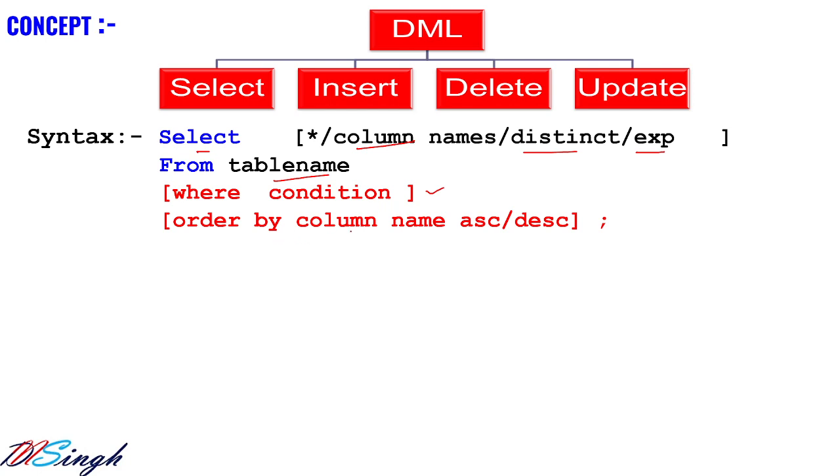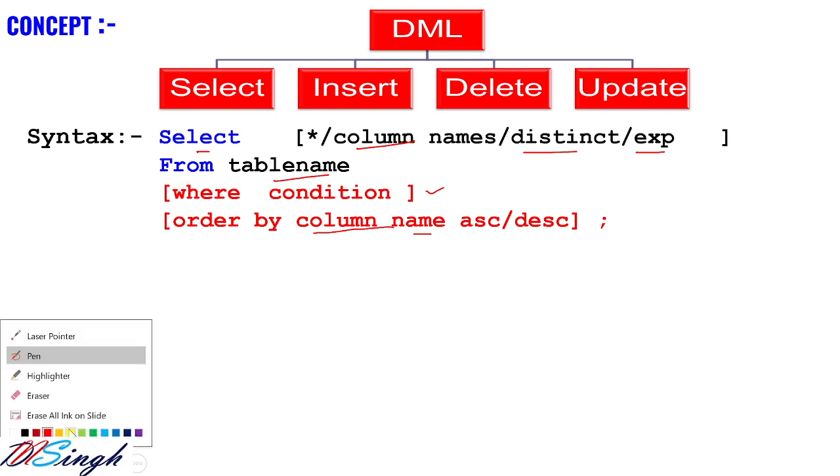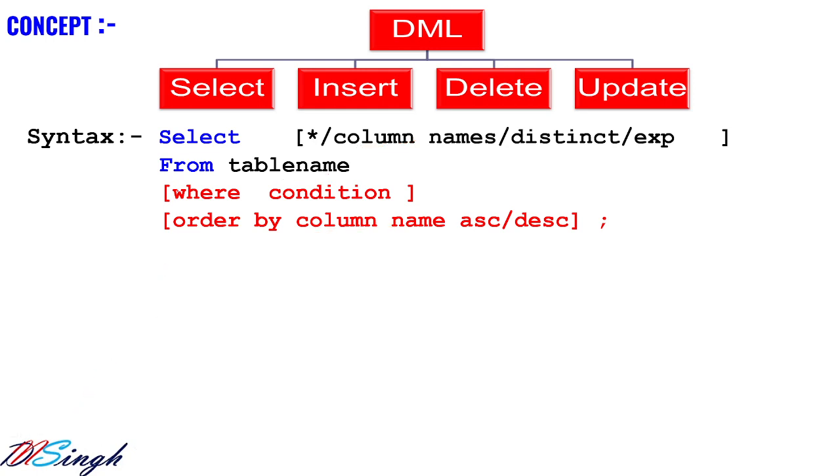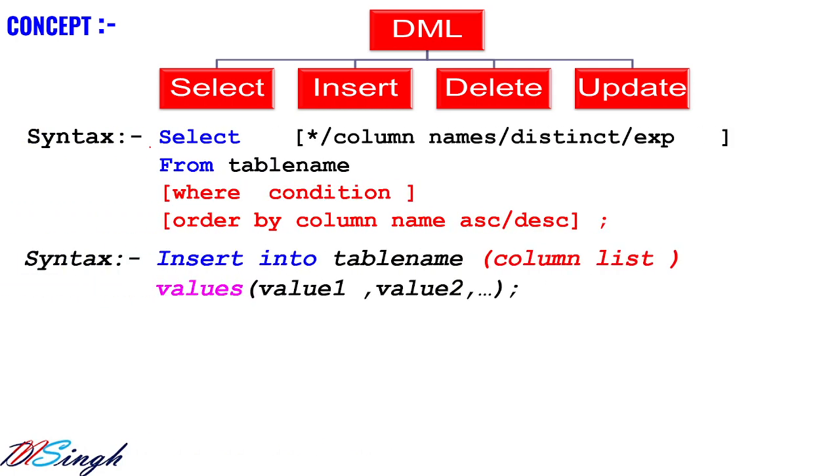The order by clause is used to order the result in ascending or descending order based on the column. If you specify multiple columns comma separated, what will happen? It will take the first column into account, and if both values match for the first column, it will go for the second column. So that is the select command construct. Next is the insert command, which is used to insert the data.